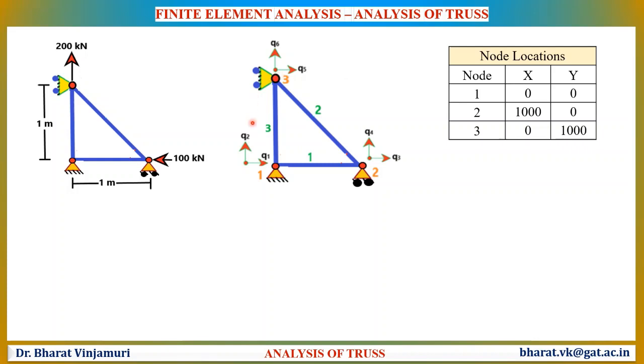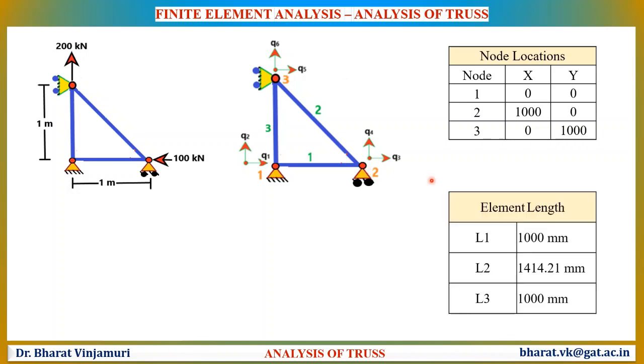Later, we need to find the lengths of the elements. Length of first element is clearly given as 1000 mm. Length of third element is also given as 1000 mm. To find the length of second element, we will be making use of Pythagoras theorem, which is pretty simple to use. Thus, the lengths of 3 elements are listed here.